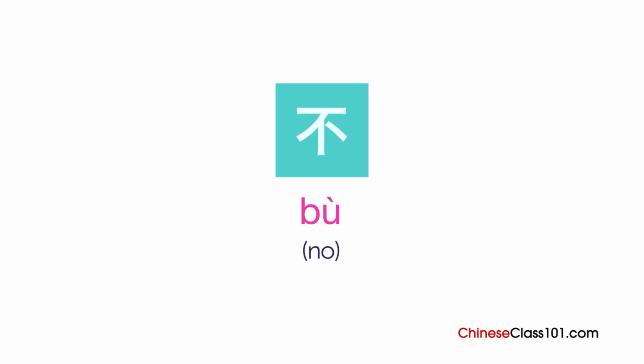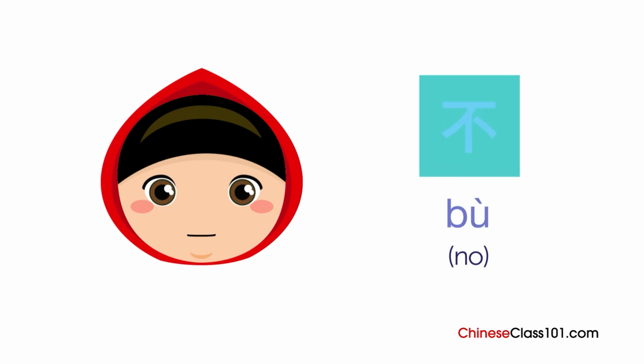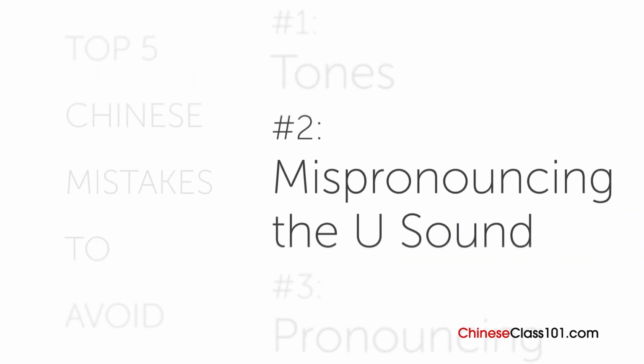Whenever you're pronouncing the Chinese U, imagine a little girl pouting and saying no in Chinese. You want to round your lips as much as possible. It's better to over-exaggerate than to make the wrong sound.